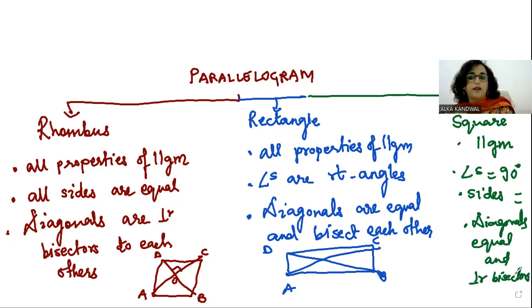So these are the three parallelograms and these are the properties of it. So name the parallelogram in which the diagonals are equal as well as perpendicular bisectors. It is nothing but the square. Is it fine? So this is the important thing.